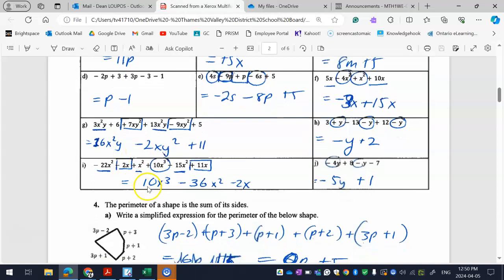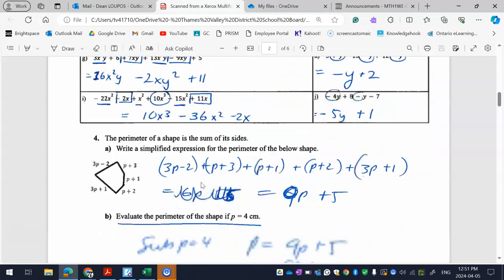Where order does matter is where you have things like this, x cubed, x squared, and x. We put them in decreasing order. So we start with x cubed, then we go to x squared, then x, and then the constant would be last. That comes up later in grade 10 and in grade 11 when you start looking at what these look like, the shape of these when we start graphing them. So it's preferred. It's not necessarily wrong. So if you had -36x squared first, that's fine. But if you could put them in order, it'd be ideal.